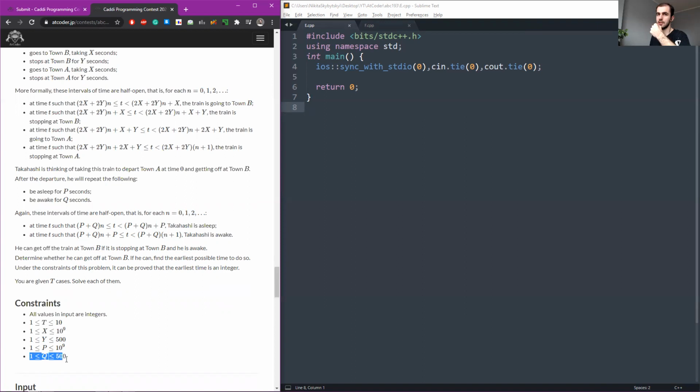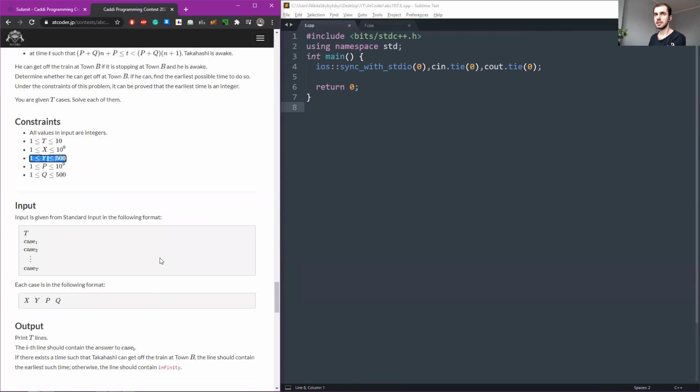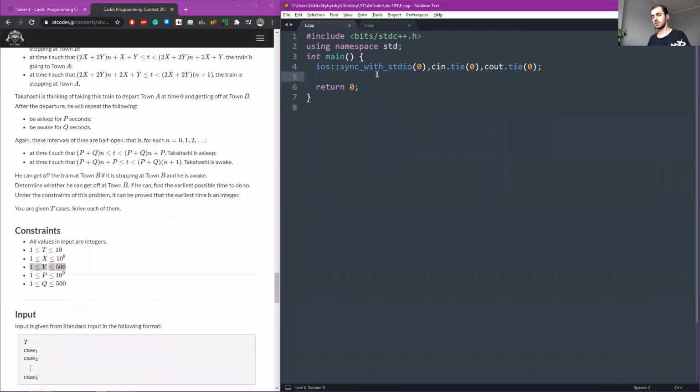The constraints are very interesting. The train only stops for 500 seconds at most. And Takahashi is awake for at most 500 seconds, which is not much. Like, 500 seconds is what? It's under 10 minutes, right? So we have several test cases, up to 10 test cases. So the first idea that comes to mind is, of course, some sort of simulation. I'm not sure how to do it efficiently. Not yet.